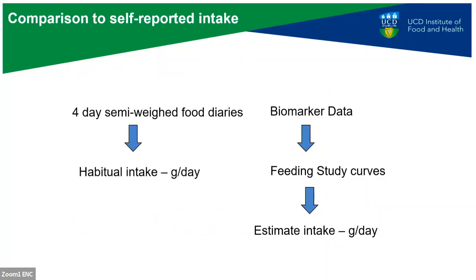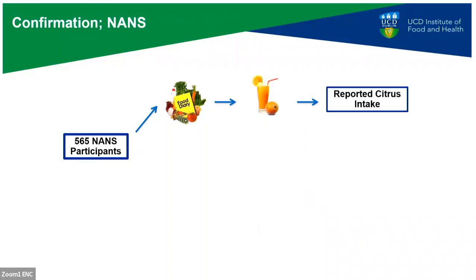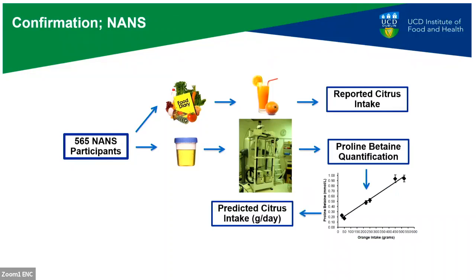So we had 4-day semi-weighed food diaries as well, and we could estimate from these individuals' habitual intake. To do this, we looked at a nationally representative sample of the Irish population, so 600 samples. We took their food diary data, we pulled out their citrus consumption, and we have a reported citrus intake. We took their urine samples, we measured proline betaine using NMR, and we plugged those proline betaines into the calibration curves to estimate our proline betaine intake. So we had a predicted citrus intake and a reported citrus intake.